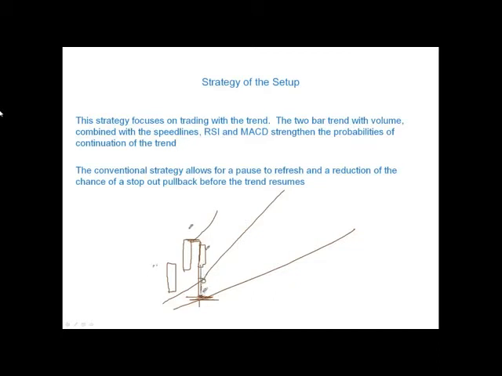So the more conservative way of entering this, from my perspective, is to wait for the pullback bar. It's certainly more ideal. But as you saw last Friday, the trade I took did not go ahead and wait for a pullback, because there are going to be times where if you wait for the pullback, you're never going to see that pullback.